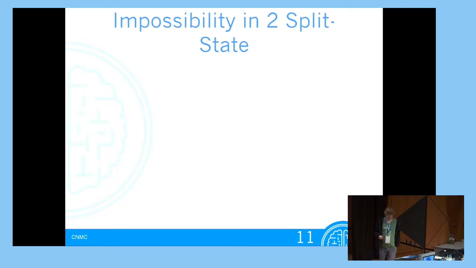So first of all, it's impossible to construct a CNMC in the two split state model. And here again comes the difference between persistent and resettable. In persistent, it is indeed possible to give a construction in the two split state model. In resettable, it is not. So the model is that much stronger that you've got an impossibility, right? So we are not able to construct CNMCs in the two split state model. We need more than two. That's why we use eight.